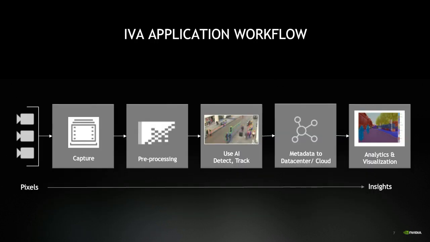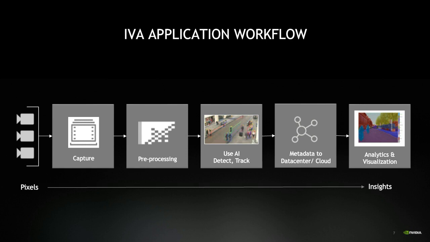This is a very high-level view of what a typical IVA graph looks like, from pixels to insights. Pixels from the camera are captured, decoded, and pre-processed. Once it's pre-processed, we apply deep learning or AI to get some insights from the video. These insights can be viewed on a screen or can be sent to a data center or cloud for further analytics. Today in this webinar, I'll walk you through all the different aspects of building an IVA pipeline.